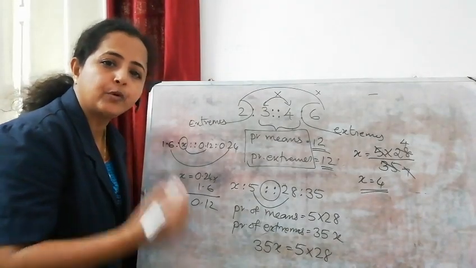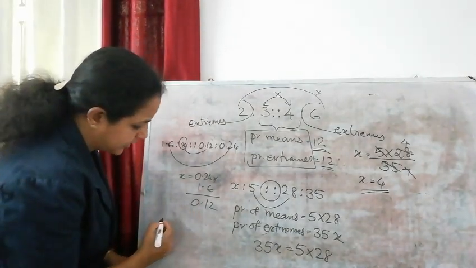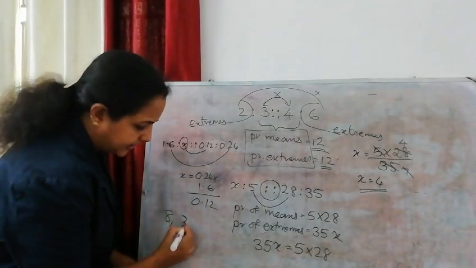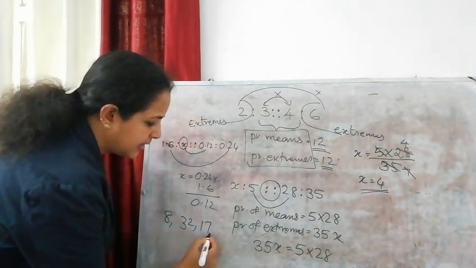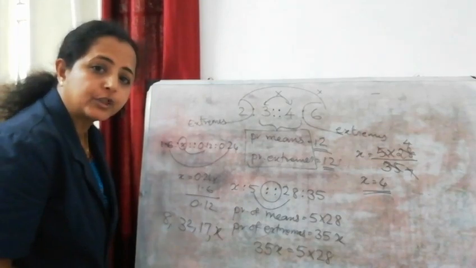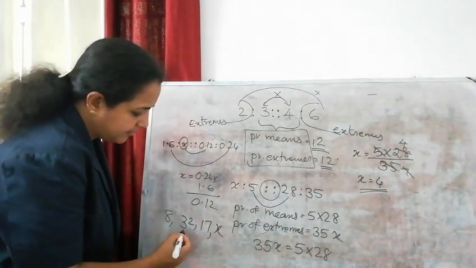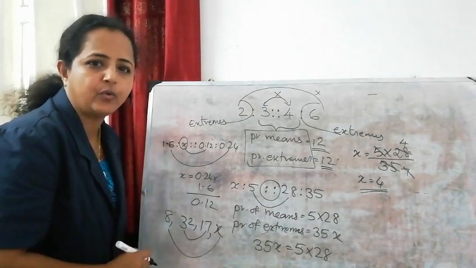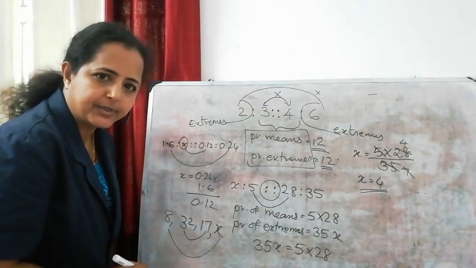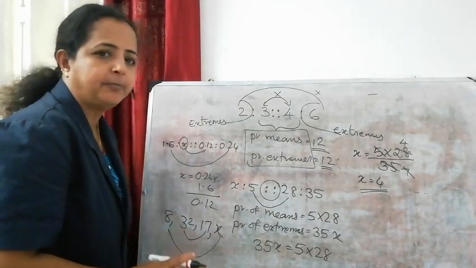Find the fourth proportional. Only three numbers are given: 8, 32 and 70. Find the fourth proportional means we have to write the fourth proportional as x. Then equate the product of means and the product of extremes and find the value of x. Clear the concept? The concept is this much.